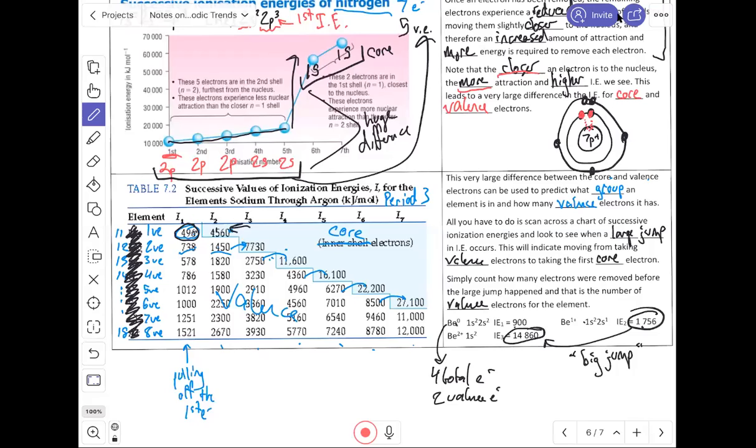It's almost 10 times as much. That's the kind of difference you are looking for. That kind of big jump means I have switched from having a valence to having a core. That's what it means to look through those numbers and be able to see that. So if you need to, take a picture of that, and then we'll switch to the last page.